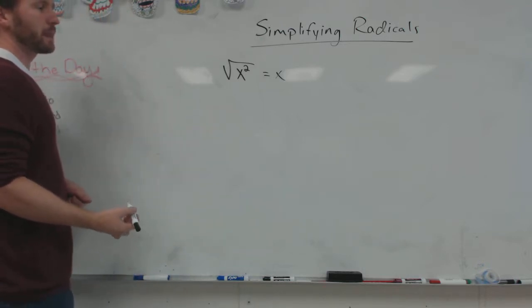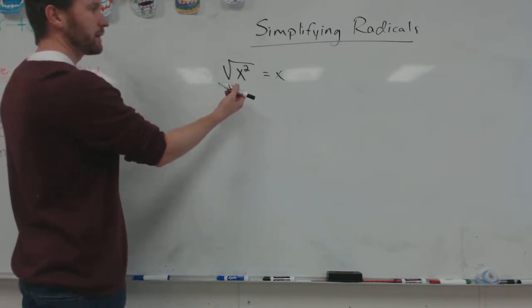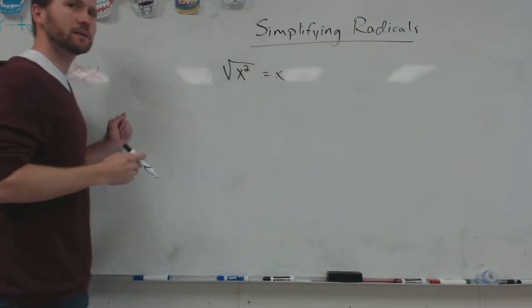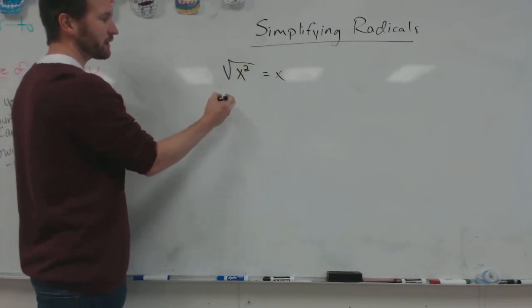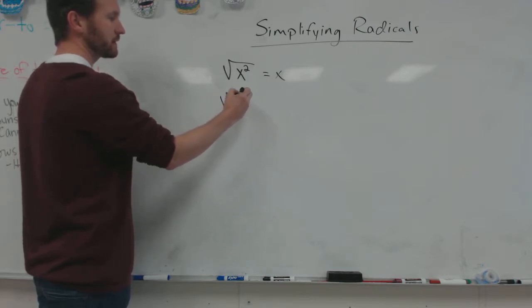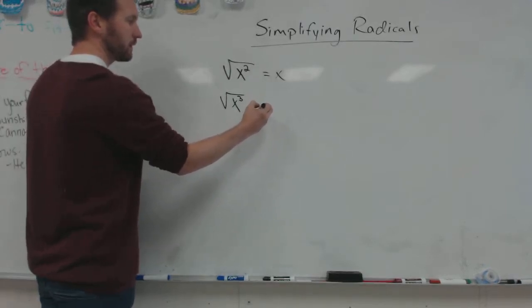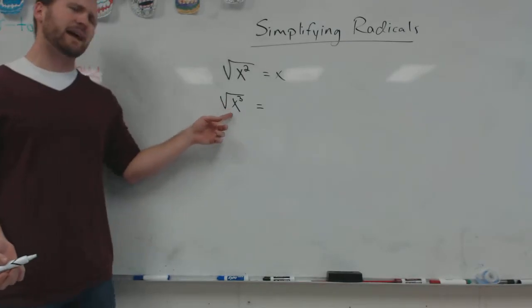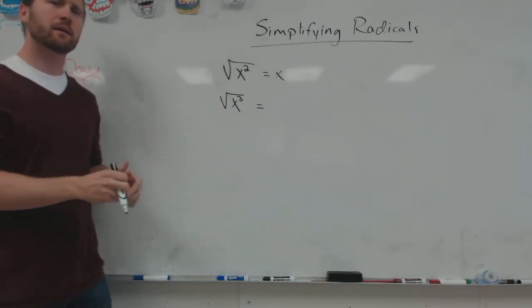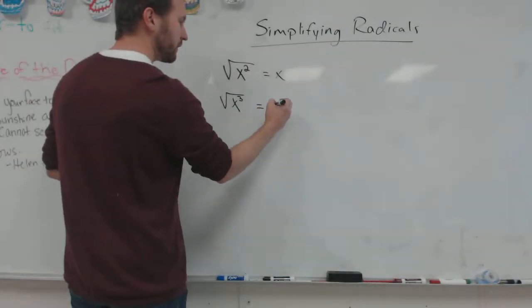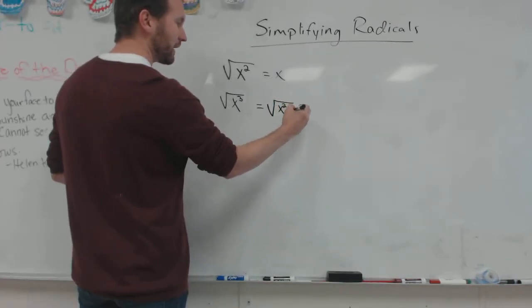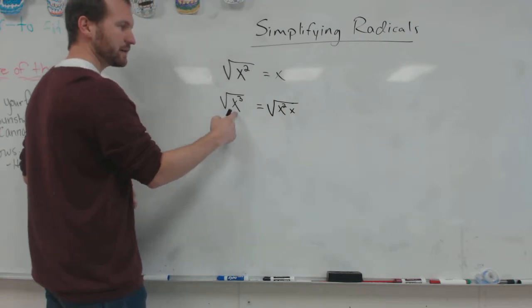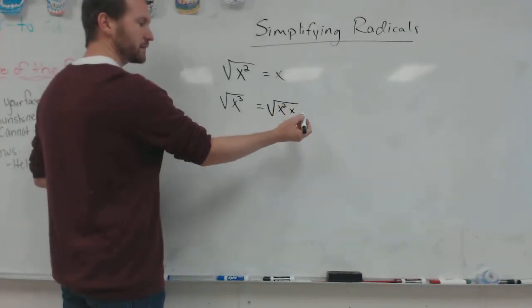Think about that. So, what if I have more than just squared? What if my degree is higher than 2? What if I have the square root of x to the third? Can I simplify that? Yeah, because part of it is still x squared. If I think of the factors of x to the third, it's like x squared and x. Right? X to the third means x squared times x.